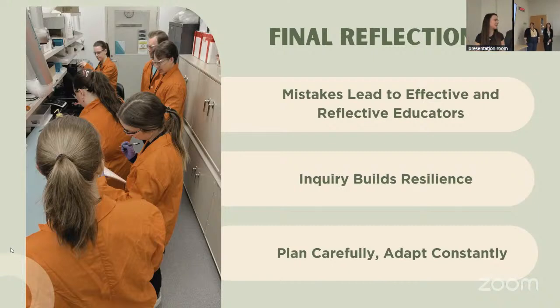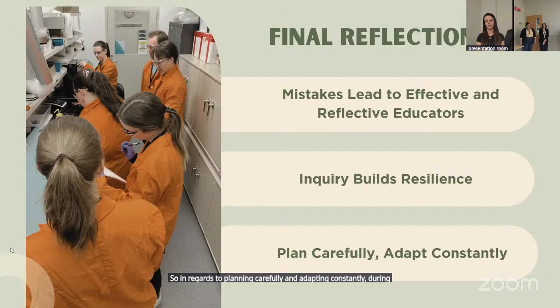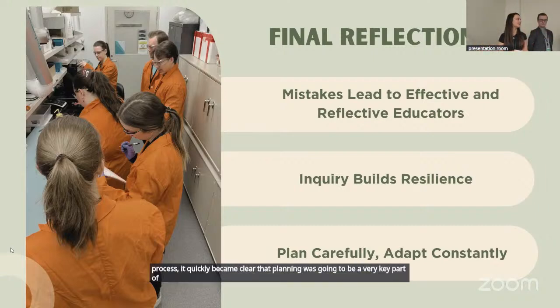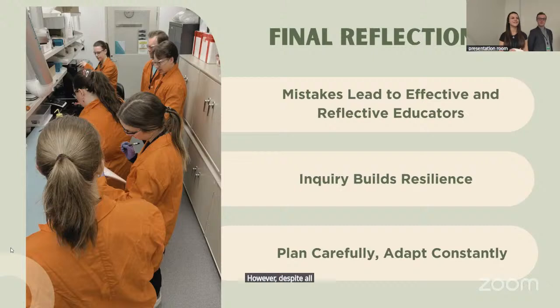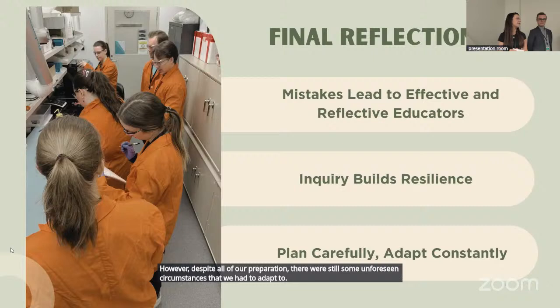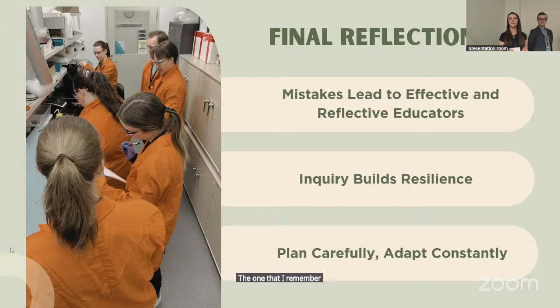So in regards to planning carefully and adapting constantly, during this process, it quickly became clear that planning was going to be a very key part of making sure that we were interpreting our data and following our procedures properly. However, despite all of our preparation, there were still some unforeseen circumstances that we had to adapt to. The one that I remember most being our sample sizes.